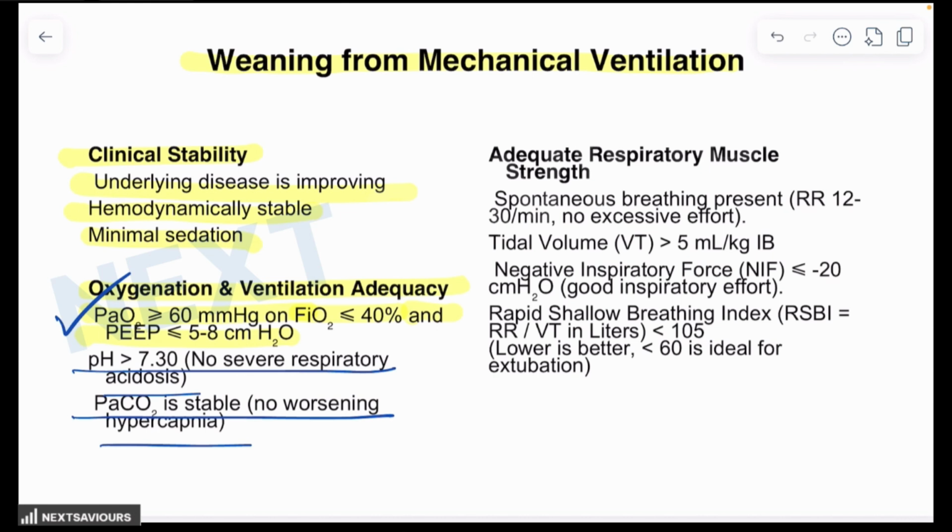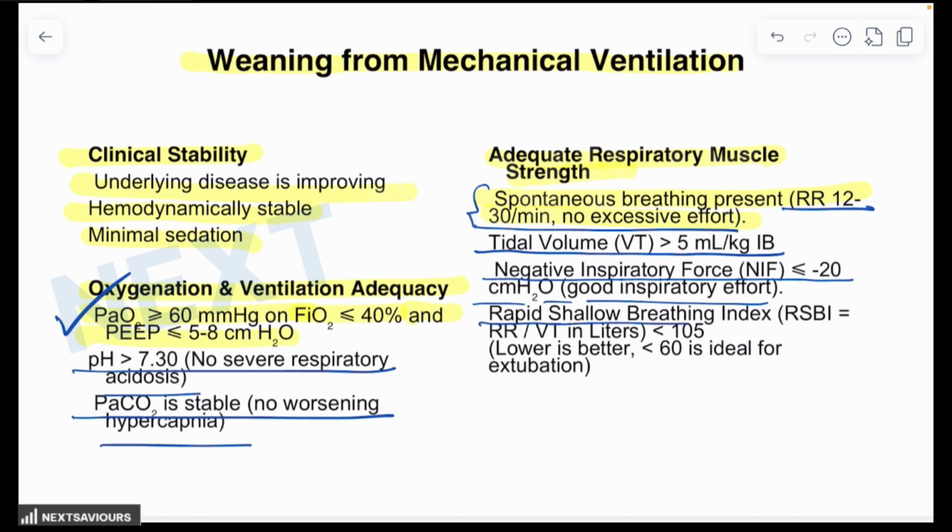Other signs include adequate respiratory muscle strength, which is identified by the presence of spontaneous breathing effort, like a respiratory rate of 12 to 30 per minute without any excessive efforts. Tidal volume is more than 5 milliliters per kg of ideal body weight. The negative inspiratory force is less than minus 20 centimeters of water, which is indicative of good respiratory effort.